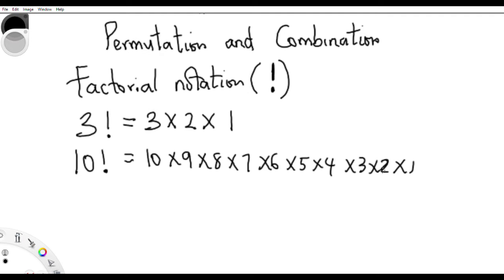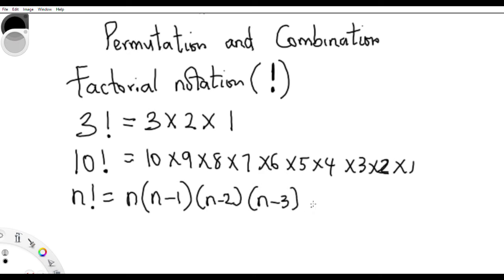It ends in 1. So if you have n factorial, then what would be n factorial? You realize that it reduces, isn't it? It is n times n minus 1, times n minus 2, and it goes on like that until it reaches 1. So that's what factorial notation is. The knowledge of this is needed in permutation and combination.